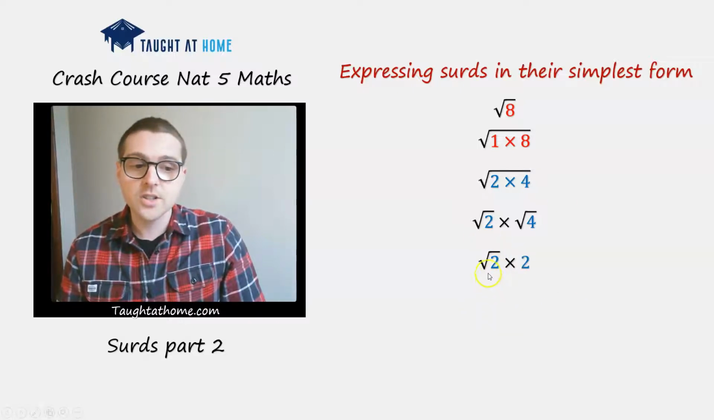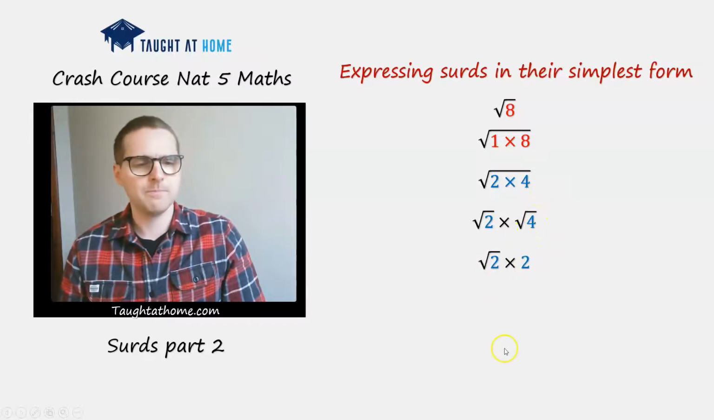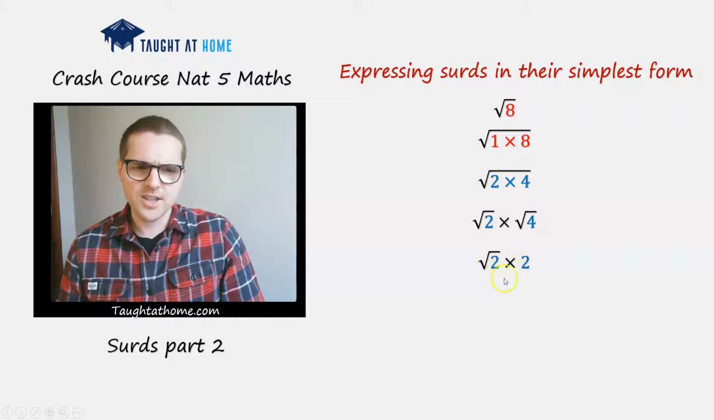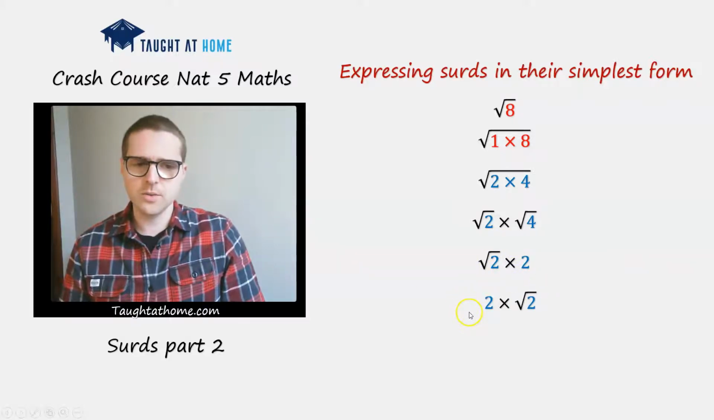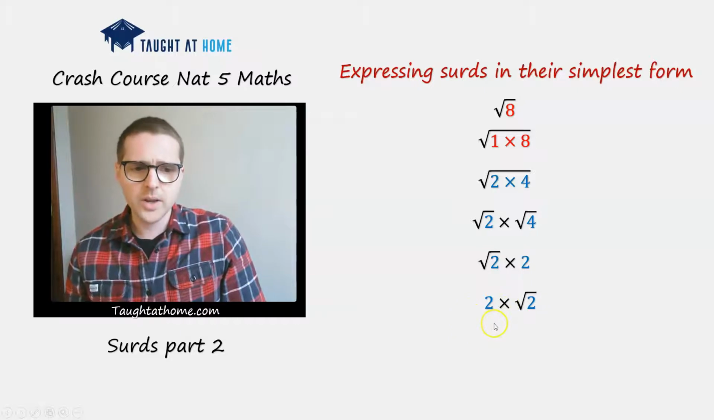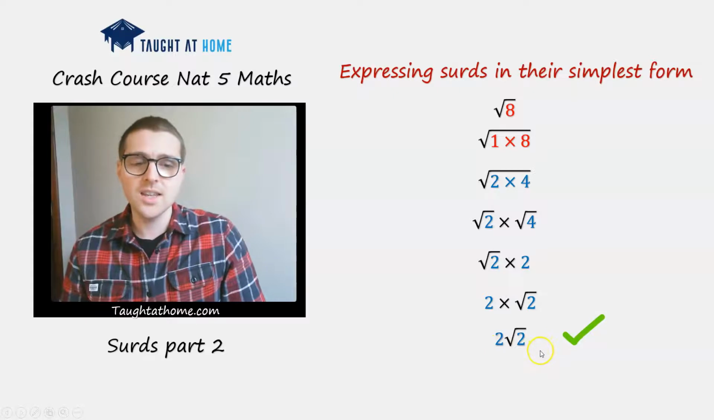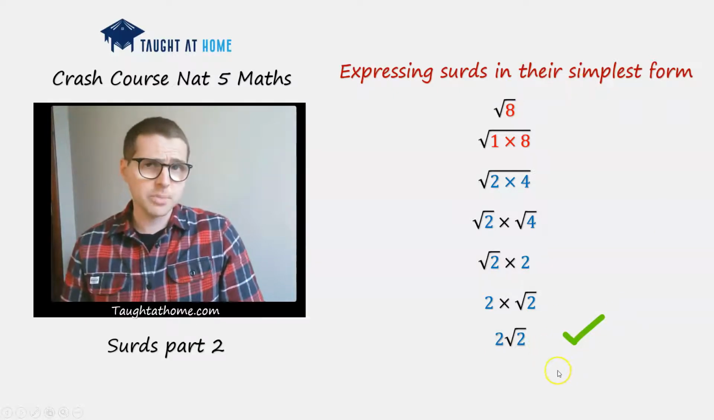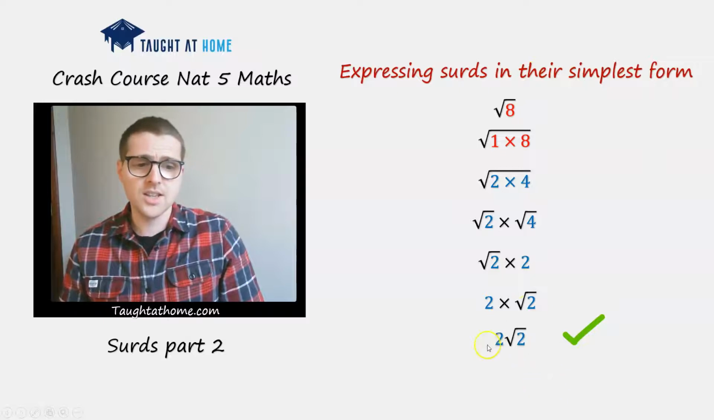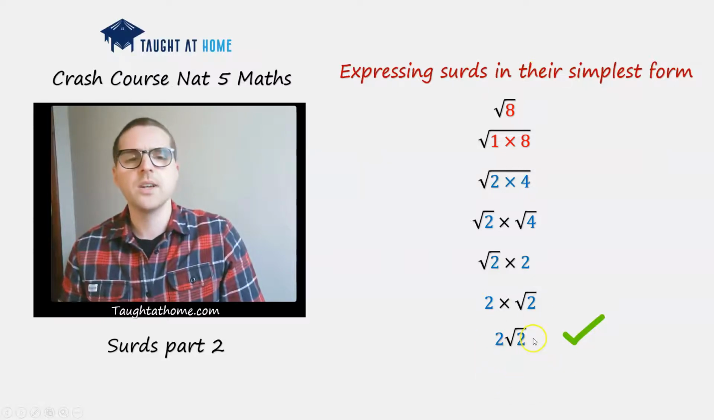We can say that this is the square root of 2 times 2 because the square root of 4 is 2. We can also rearrange this as having the 2 at the front, so it would be 2 times the square root of 2. And we can just say that this is 2 root 2. And this here is expressing the square root of 8 in its simplest form. This is a simplified surd.